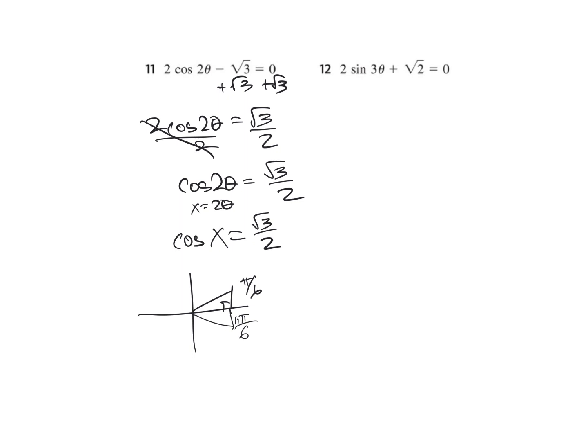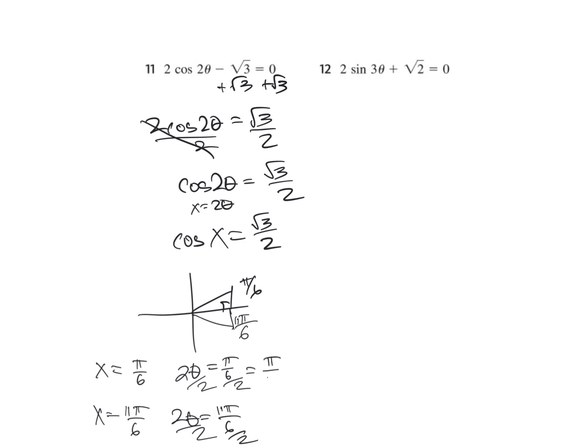All right. But now what is our answer? So we have pi over 6, and this is what x equals. And x equals 11 pi over 6. But x is 2 theta. So 2 theta equals pi over 6. And 2 theta equals 11 pi over 6. And how do we solve for theta? By dividing off the 2, which is like multiplying by 1/2. So that'd be pi over 12. And this would be 11 pi over 12. And then here plus 2 pi n.